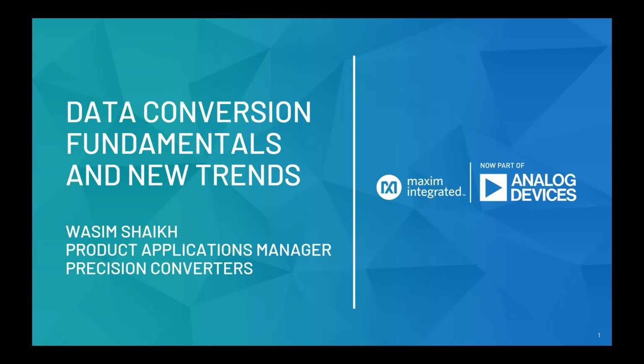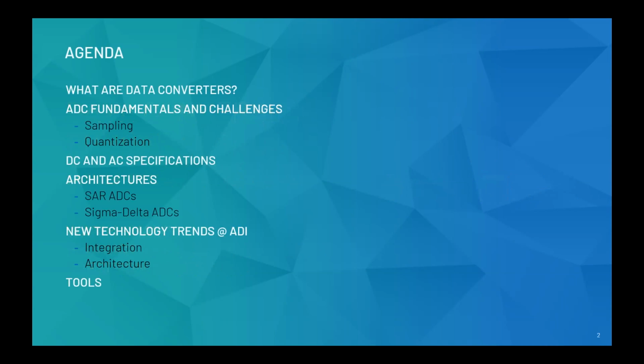Okay, so let's get started. Our agenda for today is going to be data converters. Although my primary focus is going to be only ADCs, I'll touch upon ADCs as well as DACs. The fundamental challenges, things like sampling and quantization. I would touch upon AC and DC specifications of an ADC, what really matters while choosing any ADC for a particular application. We will look into the two popular architectures, the successive approximation register ADCs and the sigma delta ADCs.